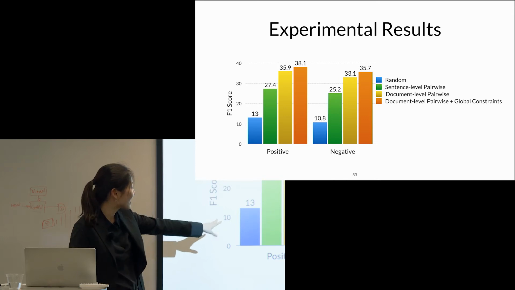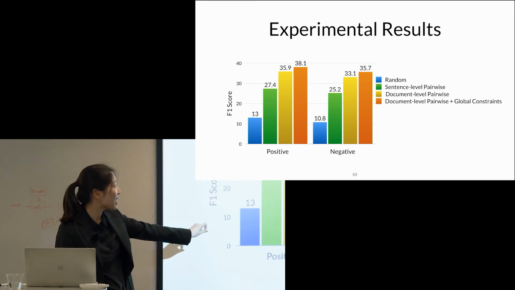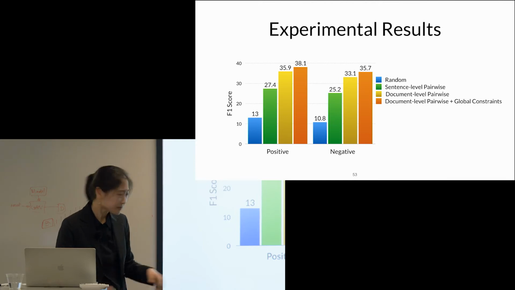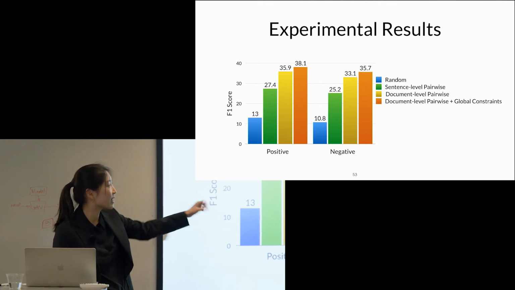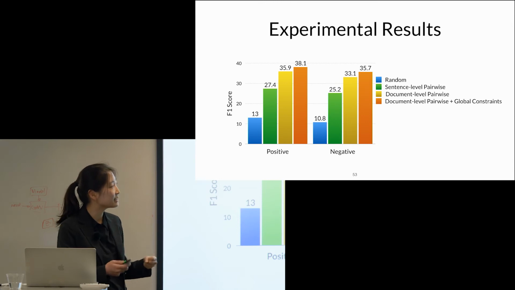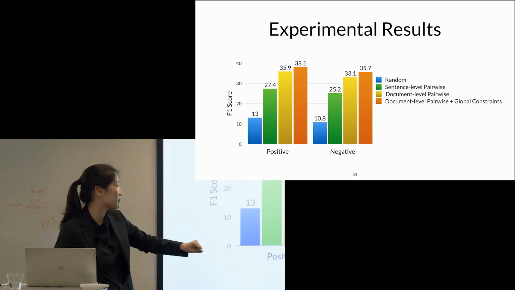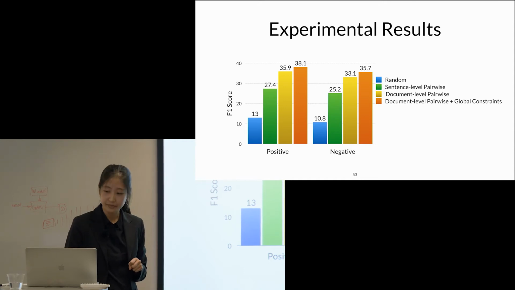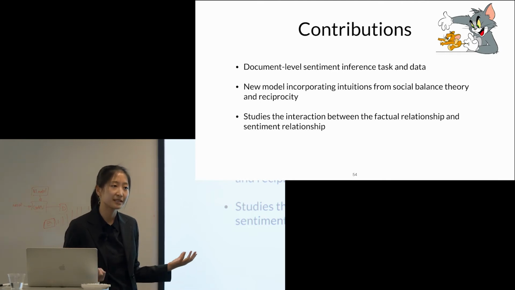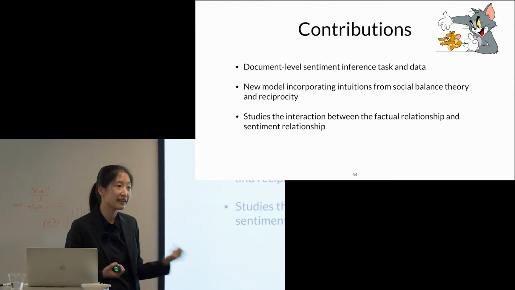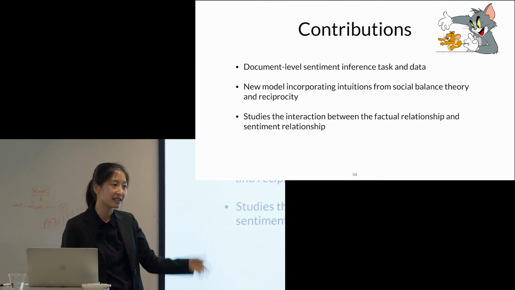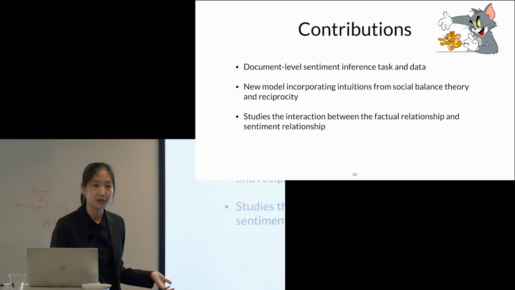Randomly assigning edges based on the distribution, of course, doesn't do as well. The sentence level model doesn't do very much. The document level model, which is the yellow bar, does significantly better than just aggregating the sentence level information. And when you put in this global constraint that's coming from social sciences, the performances for both positive and negative labels improve. So in this part of the talk, I talked about a document level sentiment inference task where we could build models which can reason with some commonsensical knowledge about entity-entity relations. And I thought an interesting part, looking into how factual relationships can affect the sentiment relationship, was also really new in this work.